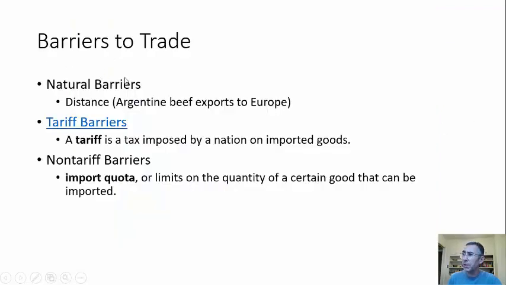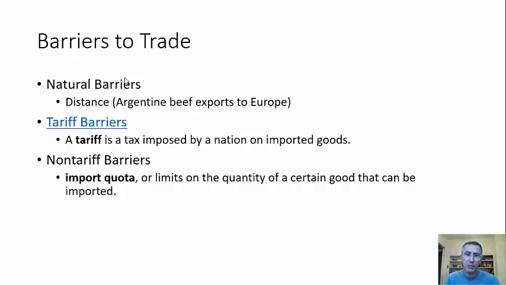All right, barriers to trade. Now, there's different barriers to trade. The first barrier to trade is actually a physical barrier. Think a mountain, think distance. The example here from your author is beef from Argentina exported to Europe, right? Argentina, South America, going all the way to Europe. And so the cost of shipping the stuff brings up the price of beef.